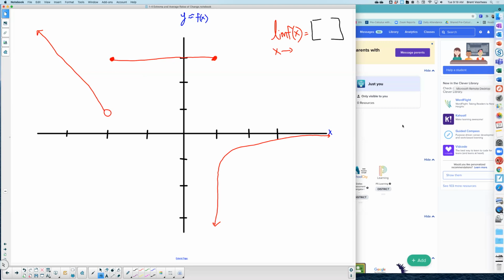Is it still 1, 2, 3? Yes, still counting by ones all the way around. Let's keep that simple. All right, first question I have for you.